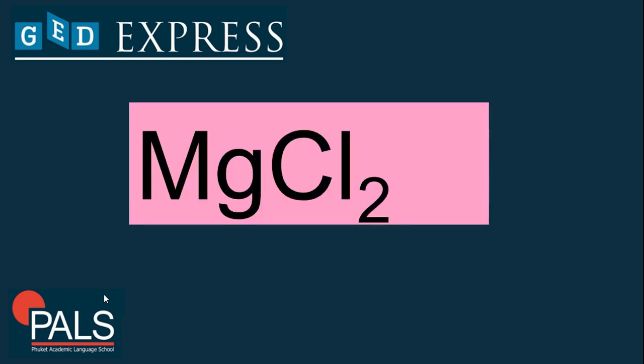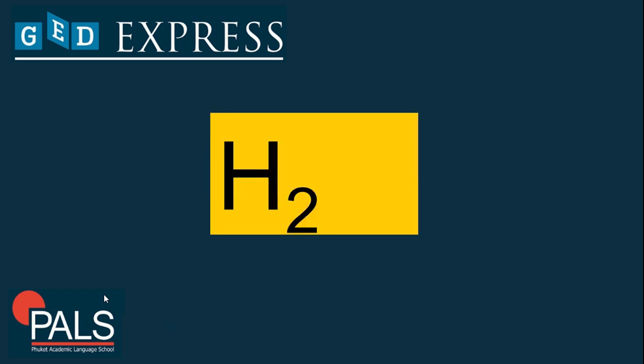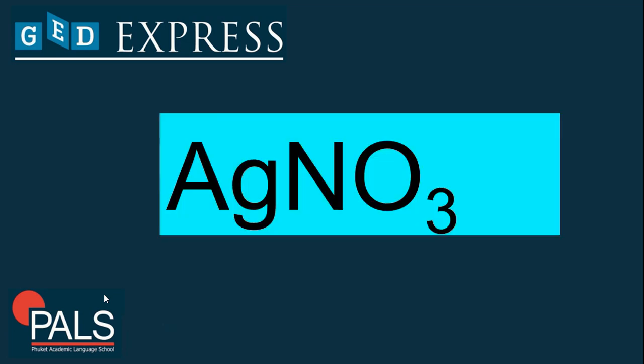How about MgCl2? Great, magnesium chloride. And H2? Perfect, that's just hydrogen. How about KI? Precisely, that's potassium iodide. How about AgNO3? Excellent, that is silver nitrate.